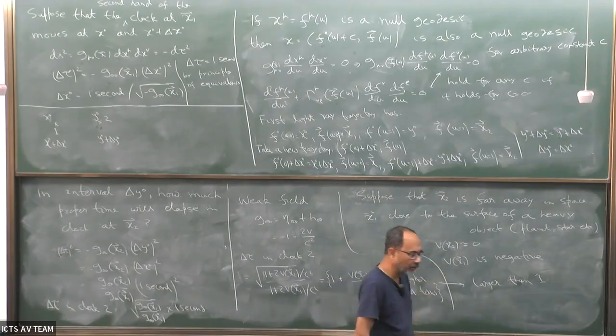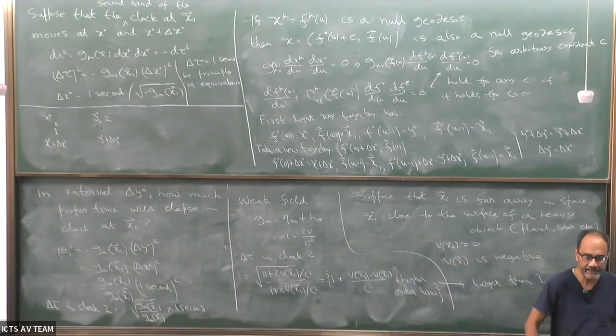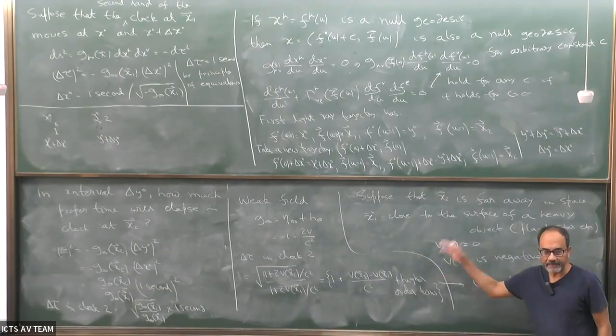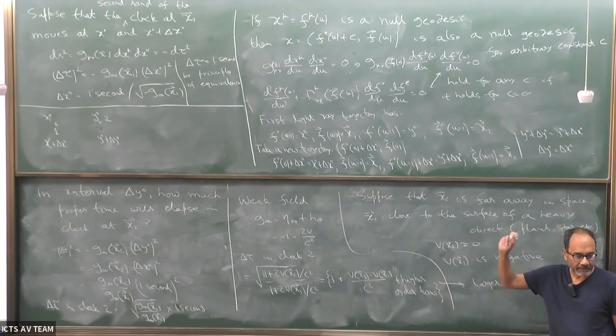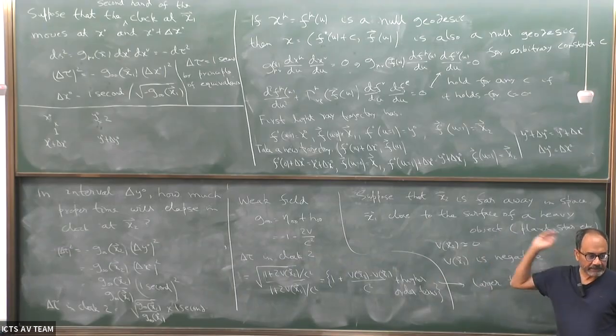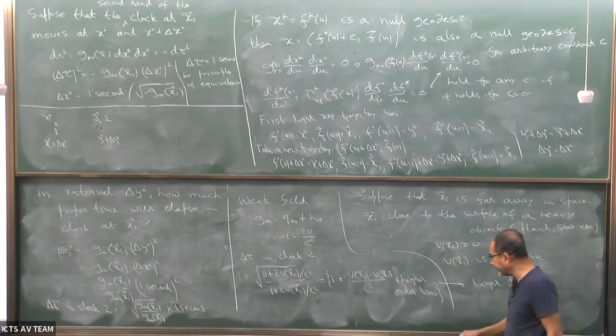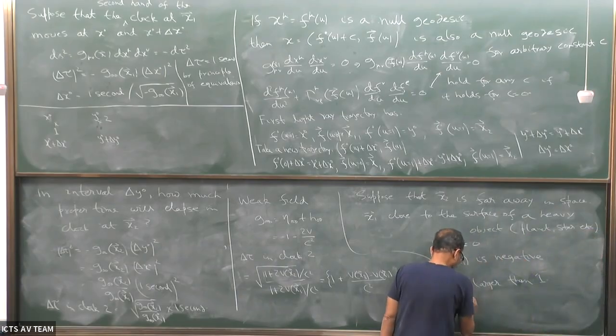Later on, when we study black holes, we will see that this ratio actually becomes infinite. If you place a clock at the horizon of a black hole, which is the closest you can get to, then this ratio becomes infinite. That's what is called the infinite redshift. This phenomenon is called the gravitational redshift.